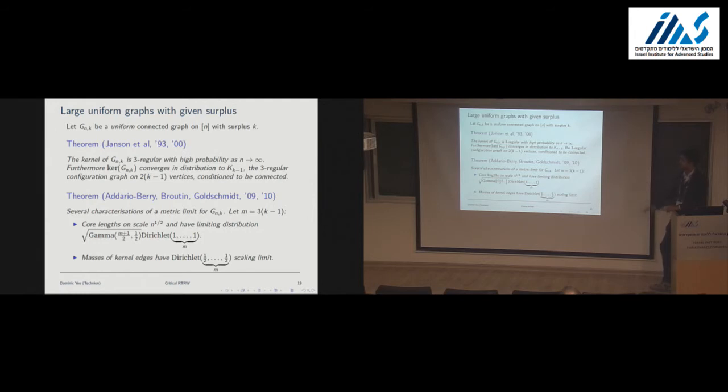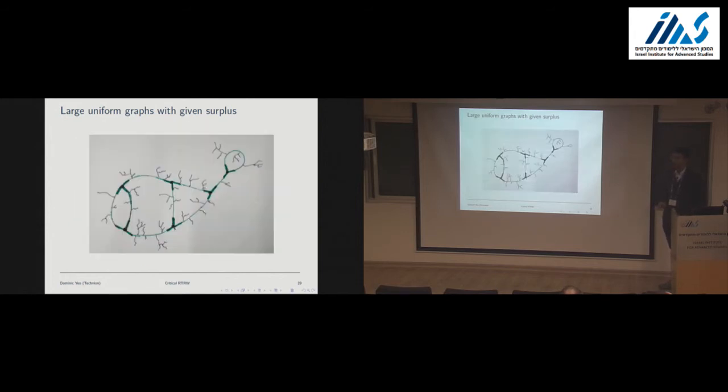But there's a pair of papers by Luigi Dariberi, Nick Brutin, and Christina Goldschmidt, in which, between the two papers, they give a very complete characterization of what the metric limits for these large graphs with given surplus are. And you can think of that as saying, on top of the combinatorial results from earlier, they give distributions, scaling limits for all the lengths you see in the graphs.